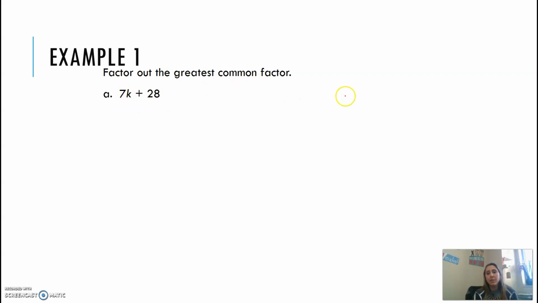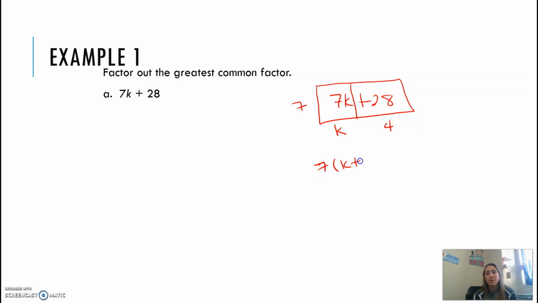When I used to teach this in 9th grade in Algebra 1, I used to teach it this way. I would put this in a box so that I could look at it side by side, and I could see that 7 and 28 have a greatest common factor of 7. And then we could just say, well, if I take a 7 out of here, what do I need to multiply? I need to multiply by k. If I take a 7 here, I need to multiply by a 4, and I end up with 7 times k plus 4. And that's the area model of factoring. That is like the bottom half of a box of diamond.